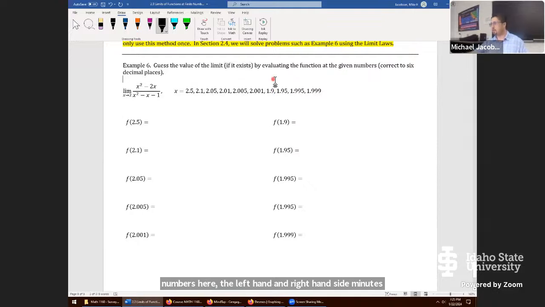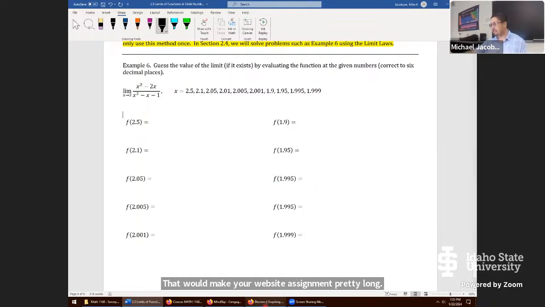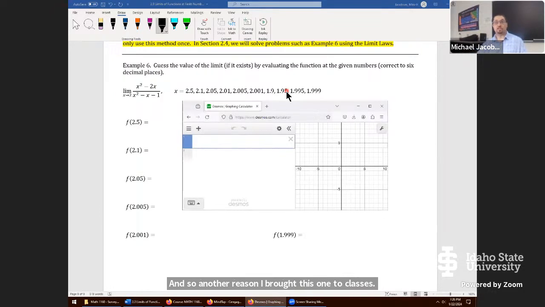So now it's a lot of work. And what you could literally do is grab a calculator, get your 2.5, plug it inside here, and just crank it out. That could take a good amount of time to get through. That would make your WebAssign assignment pretty long. And so another reason I brought this one to class is I encourage you to try out Desmos. It makes this a lot faster because you can define a function, and the problem is nowhere near as burdensome. So here's how I would personally answer this question if I was doing this as a student.